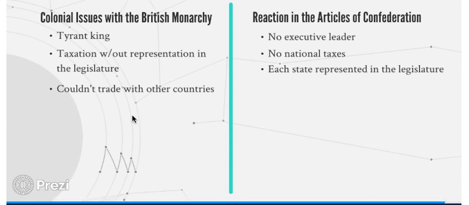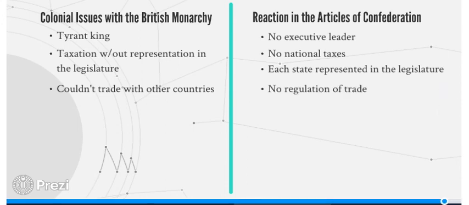Fantastic. Okay, the third colonial issue is that we cannot trade with other countries. We have to stop in a British port first, because of which act? I hope you remember, because there's a question coming up. And the reaction here is that there is no regulation of trade.